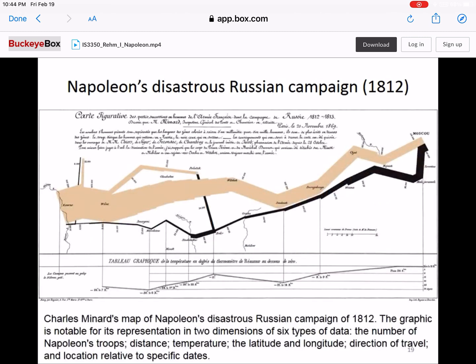There's a very famous figure that summarizes Napoleon's Russian campaign. It is by Charles Minard, a statistician. And this figure combines a lot of information into one figure: the number of Napoleon's troops, the distance that they travel, the temperature, the latitude and longitude, and the direction of travel, as well as some specific events at specific dates.